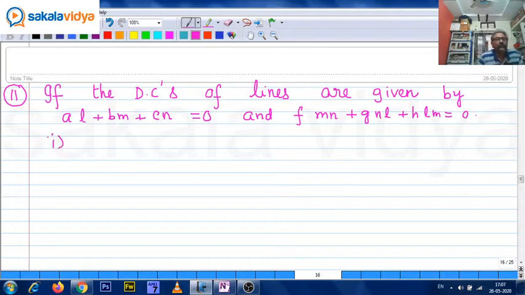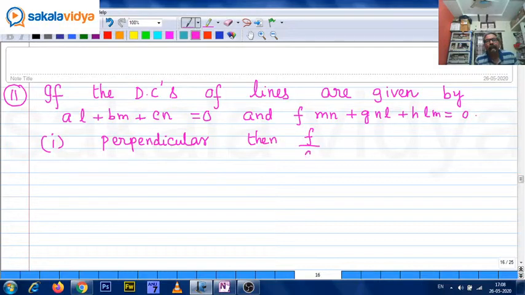In that first point, perpendicular, when do we say perpendicular? That means the angle between them is 90. So perpendicular means F by A plus G by B plus H by C equals 0. You need to verify this. For example, if the relation is given like this, you need to verify this condition: F by A plus G by B plus H by C equals 0. Then we say that the angle between them is 90 degrees. They are perpendicular to each other.